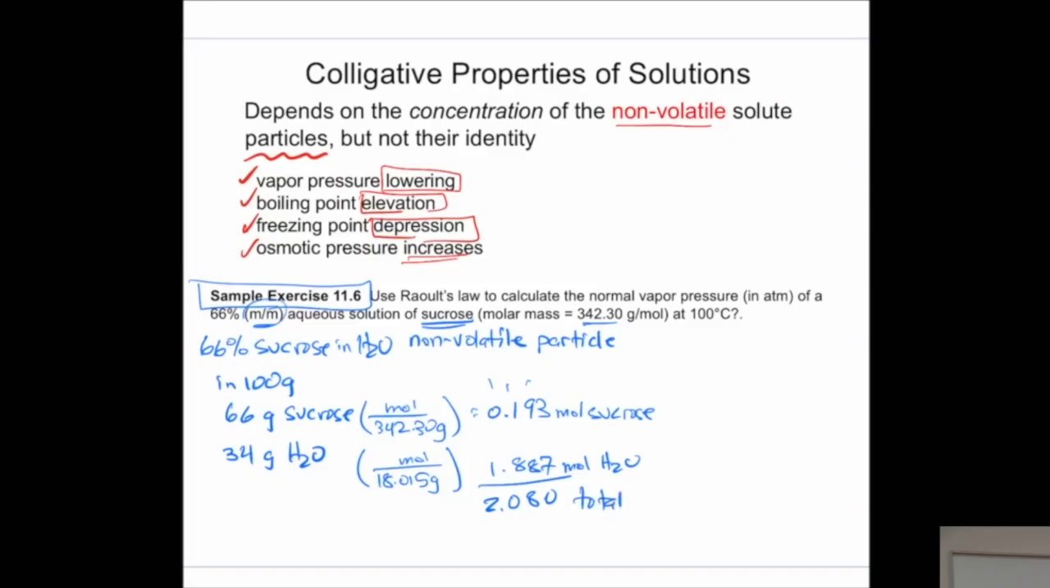So now let's get our mole fractions. How do I know I did it right? Because my mole fractions add up to 1. Check plus. These are the mole fractions.